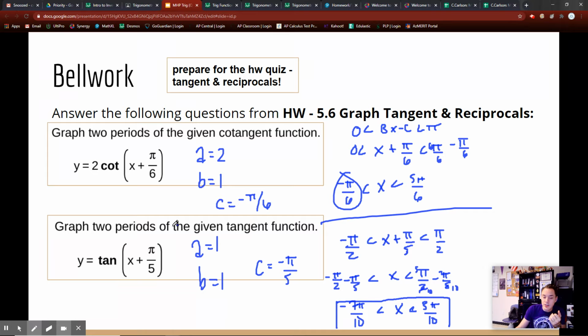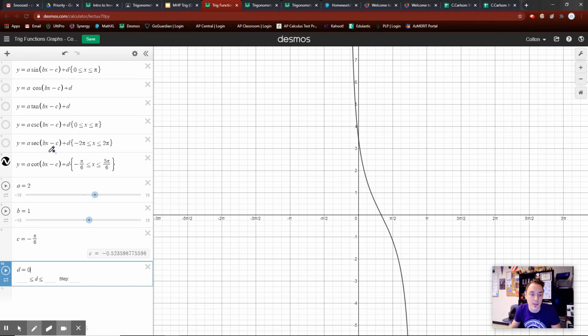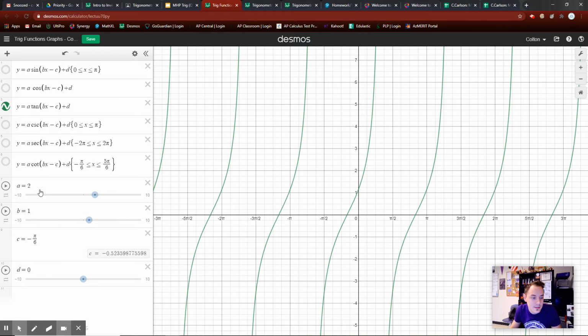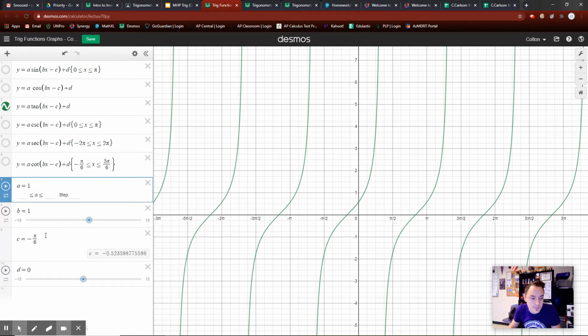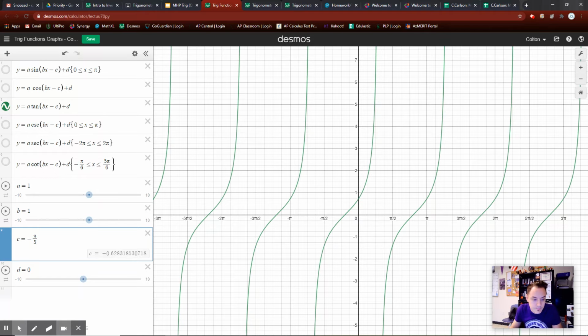Wow. Yeah, really nasty. I'm not going to graph those asymptotes, but I will probably use them for restrictions on this graph. So tangent x plus pi/5. Let's go over there. Tangent x plus 5 all over x plus pi/5. This is 1, and this was just pi/5. I got. Okay.